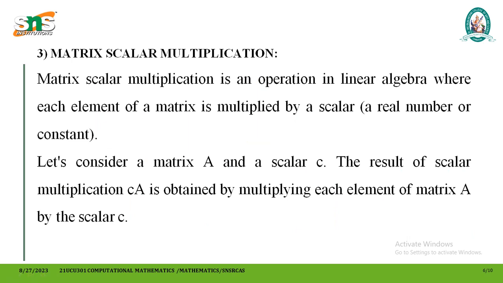And the next one is matrix scalar multiplication. Matrix scalar multiplication is an operation in linear algebra where each element of a matrix is multiplied by a scalar. Let's consider a matrix A and a scalar C. The result of scalar multiplication CA is obtained by multiplying each element of a matrix A by the scalar C.